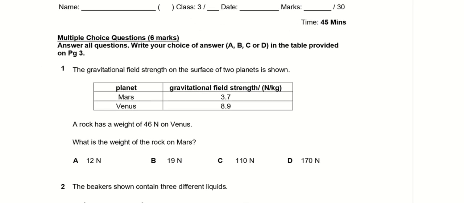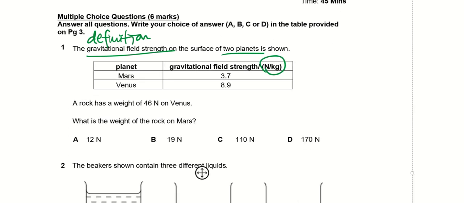Question 1, gravitational field strength. You need to know the definition. It's in your notes. On the surface of two planets, one of them is 3.7 for Mars, the other one is Venus, 8.9, and the unit is Newton per kg. Now a rock has a weight of 46 Newton on Venus.